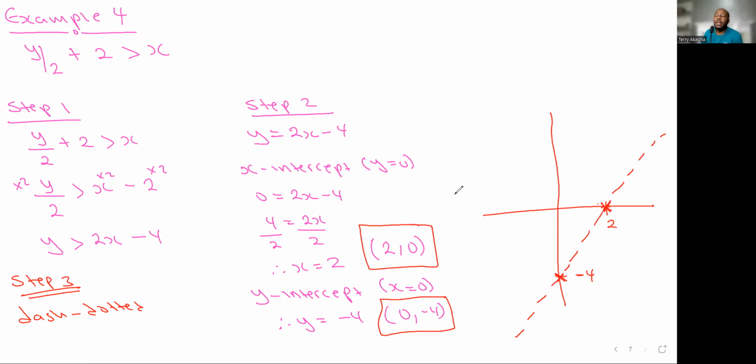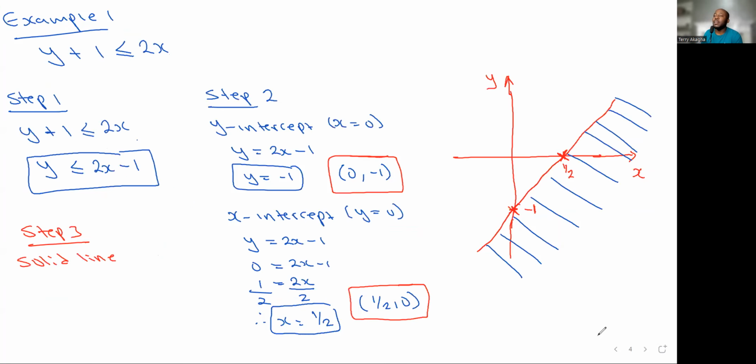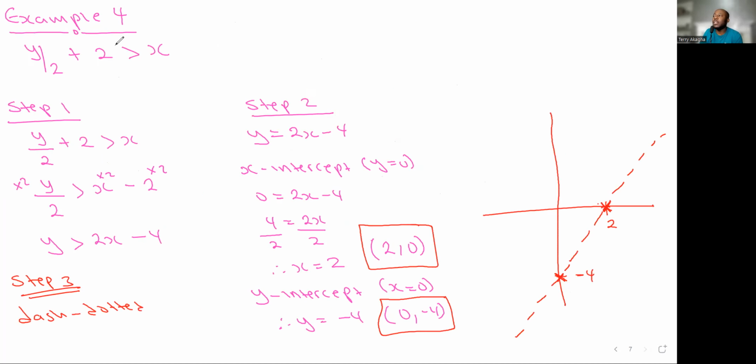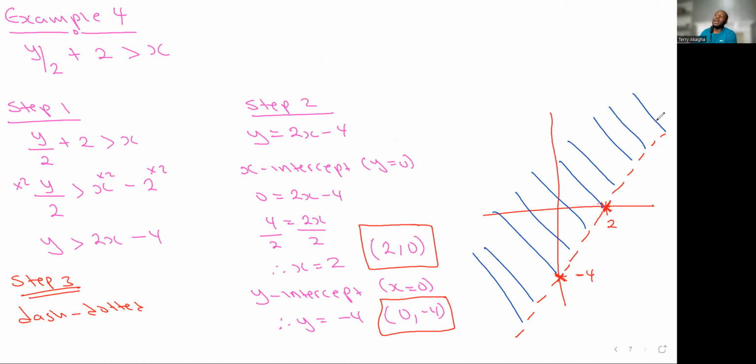All right. Then, when we're done with that, the next step said, after you do that, you shade above the line if it's greater than or equal to, or you shade below the line if it's less than. So what do we have here? We have greater than, so we have to shade above the line. So the solutions for these inequalities are going to be above the line. All right, so that is that for that.